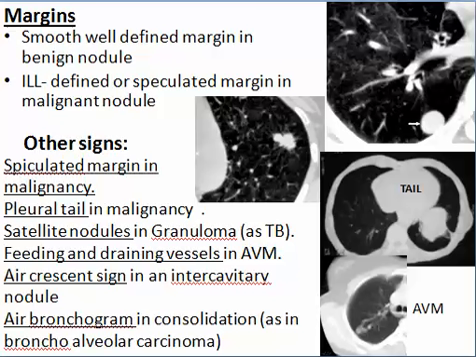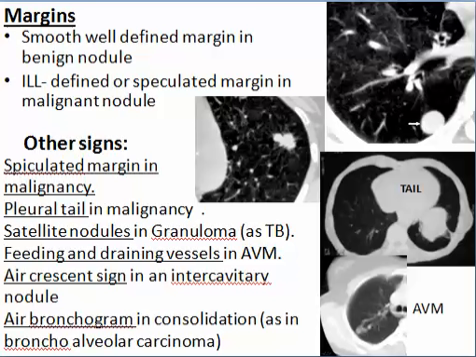What about the margins of the nodule? Smooth are benign; ill-defined, spiculated, irregular, sun ray spiculation is malignant. So smooth, well-defined margin is in benign nodules. Ill-defined or spiculated margin is malignant nodule. Other signs include spiculated margin in malignancy. If you find a pleural tail, that means malignancy.